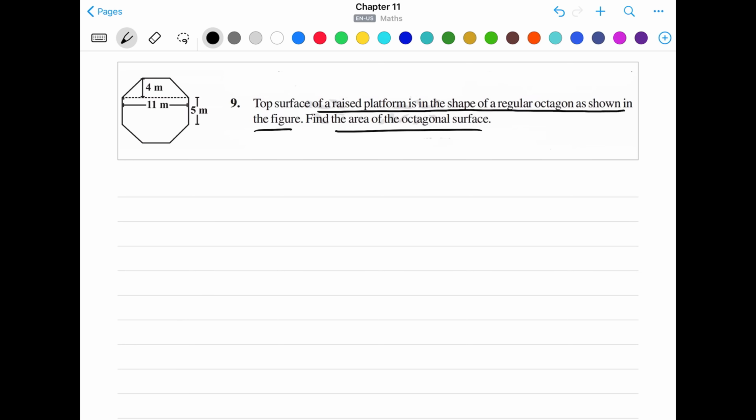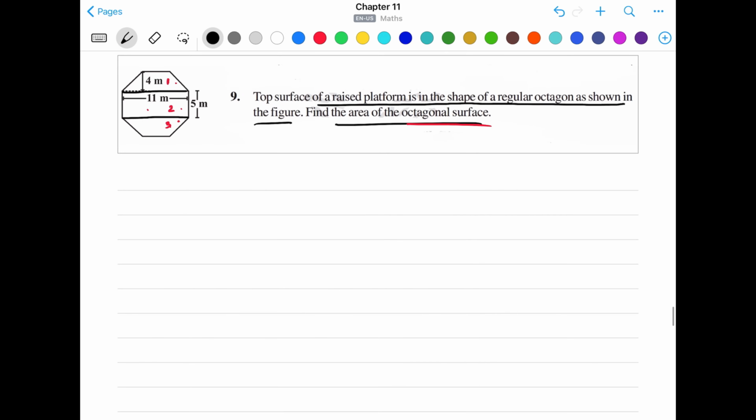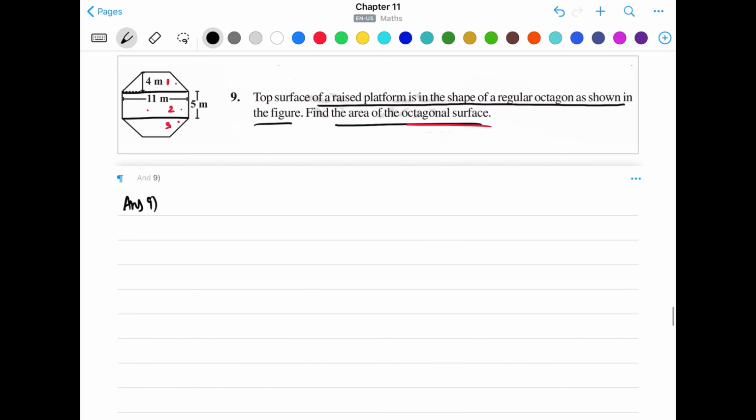Since we are having this side as 11 meter, if we join these two vertices also, we get the figure divided into 3 sections, that is first, second and third. You can see the first and the third are identical and both are in the shape of a trapezium, while the second one is a rectangle. So we are going to calculate the area of these two trapeziums and this rectangle, then we'll add all three to get the total area of this octagonal surface. Let's start answer number 9.